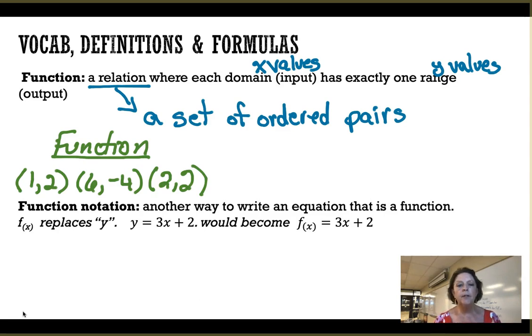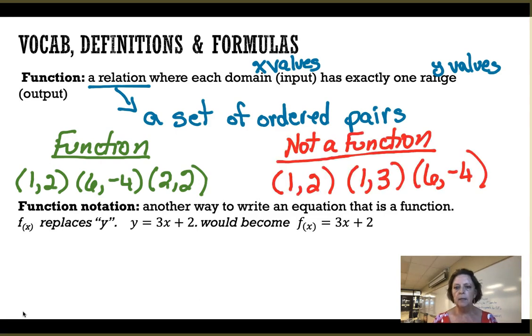This is an example of a function. Notice that I have three ordered pairs here: (1, 2), (6, -4), (2, 2). Each input, 1, 6, and 2, has exactly one output, so that's a function. This is an example of a relation that is not a function. I've got (1, 2) and (1, 3). Notice that I have one input, 1, that has two outputs. Can't have that.